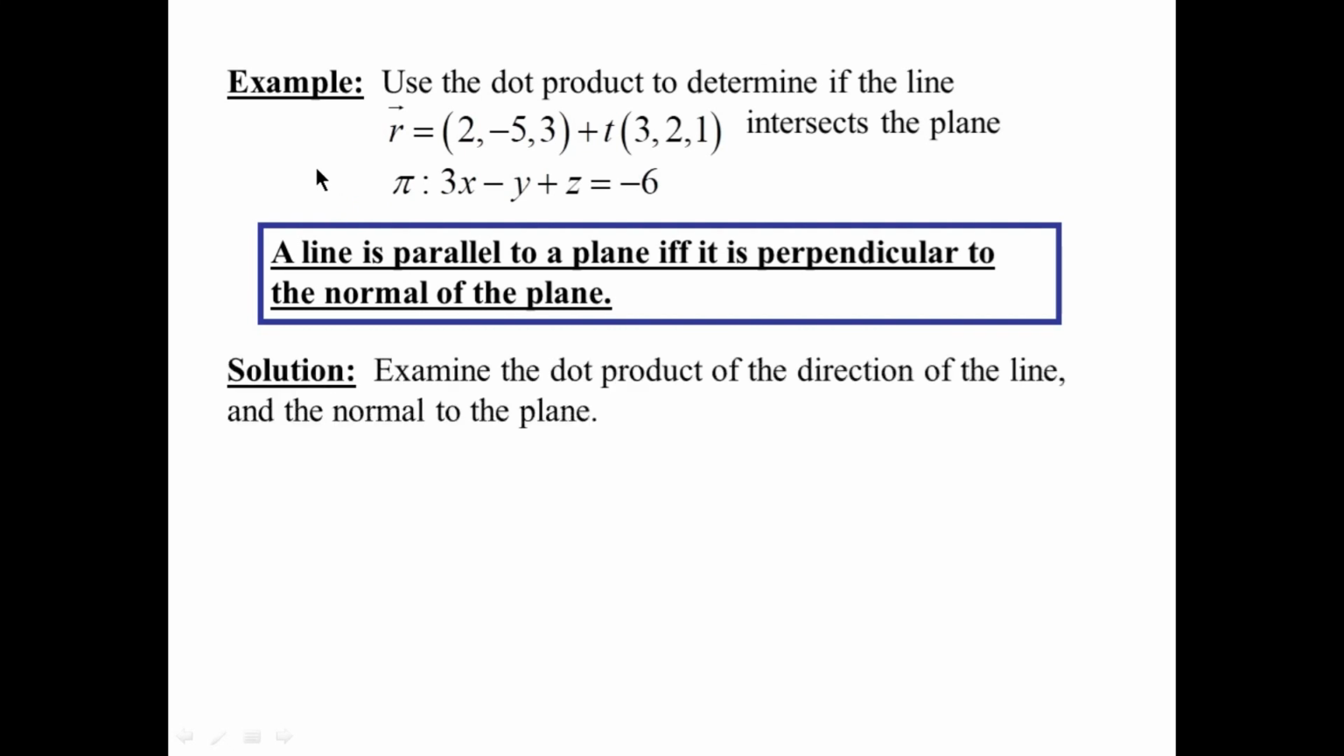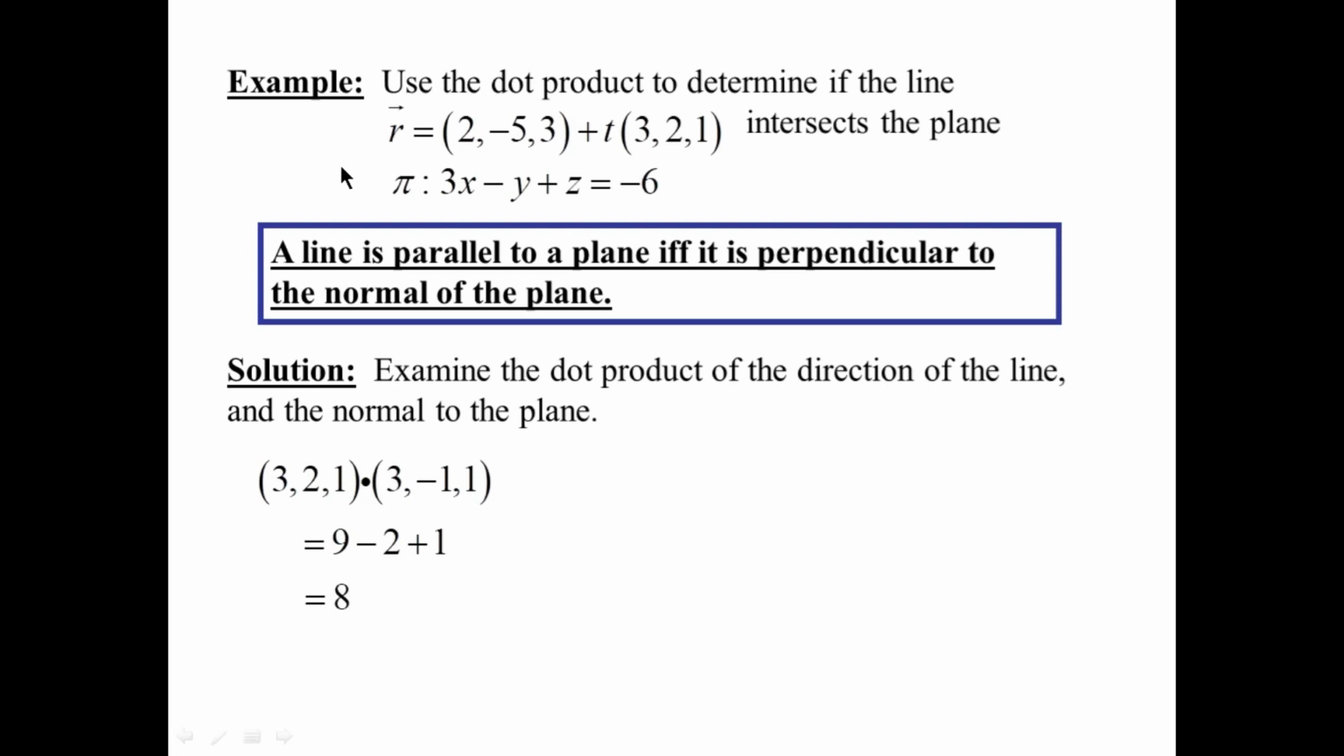So what we'll do is examine the dot product of the line direction with the normal direction, which is the flagpole, and see if they dot to 0. Because if they do, then it's perpendicular to that flagpole and must therefore be parallel to the plane. So we'll dot them. Direction of the line, normal of the plane, see if it's perpendicular.